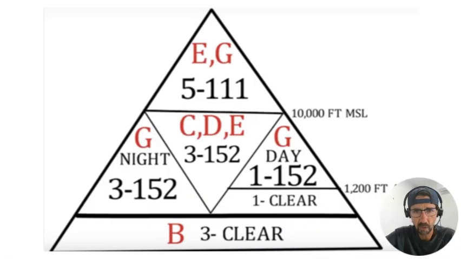Class G airspace during the daytime is 1 statute mile and then 152s, right? And that's from 12,000 feet up to 10,000 feet. And then from 12,000 feet down, Class G during the day is 1 statute mile clear of clouds.